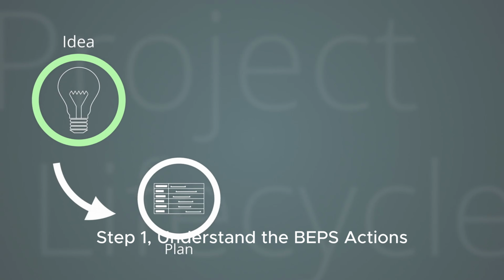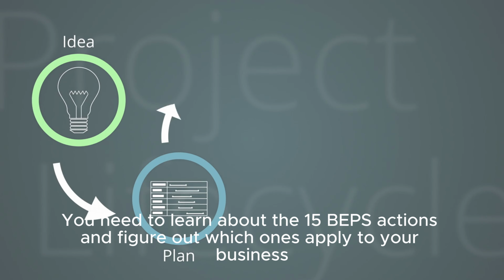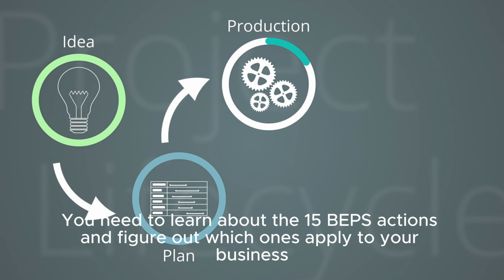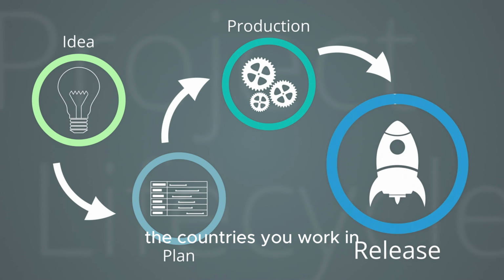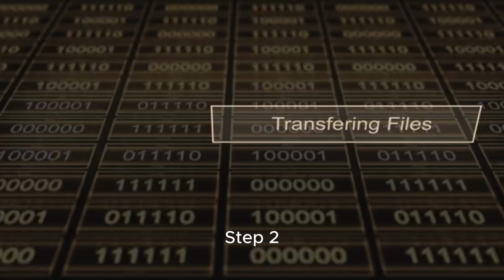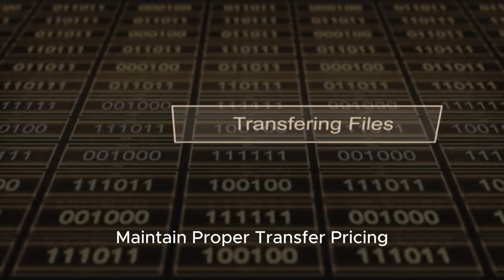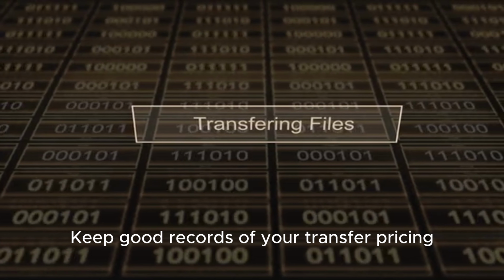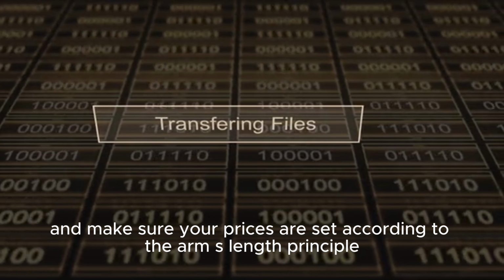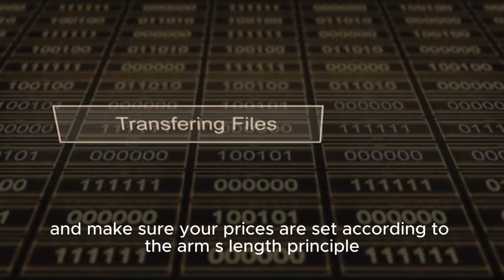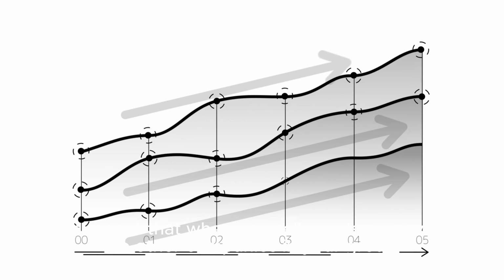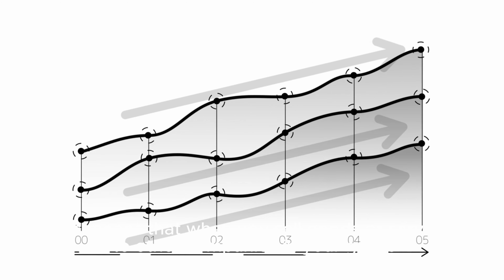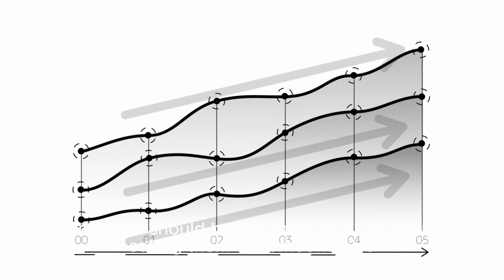Step 1. Understand the BEPS actions. You need to learn about the 15 BEPS actions and figure out which ones apply to your business, the countries you work in, and how your taxes are set up. Step 2. Maintain proper transfer pricing documentation. Keep good records of your transfer pricing and make sure your prices are set according to the arm's length principle. This means that when you sell goods or services to other companies in your group, the prices should be the same as if you were selling them to someone else.